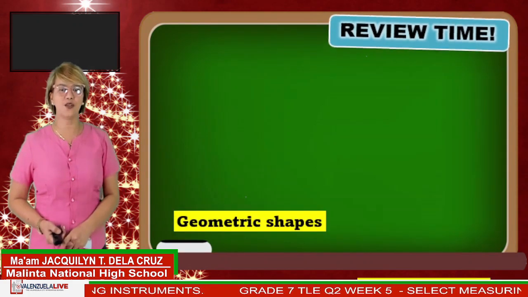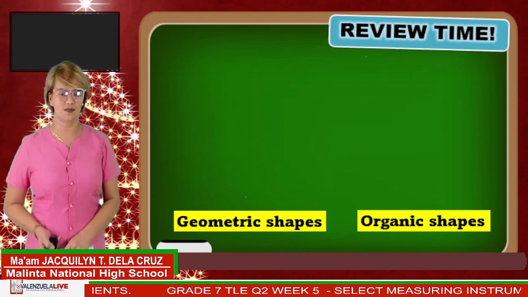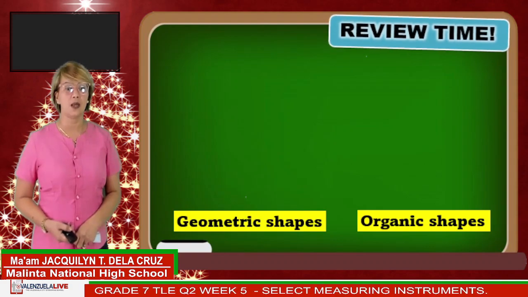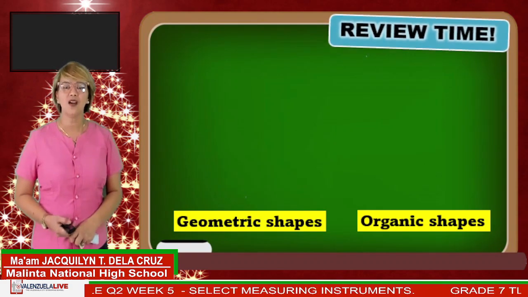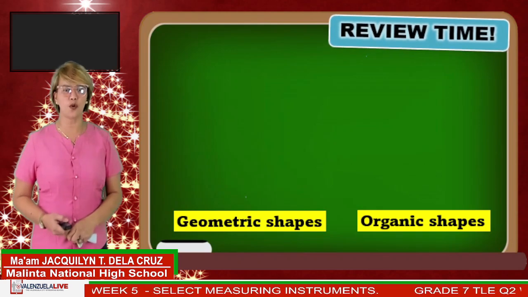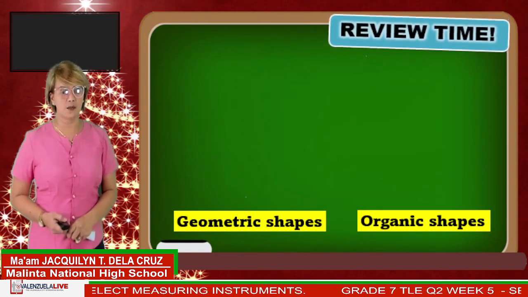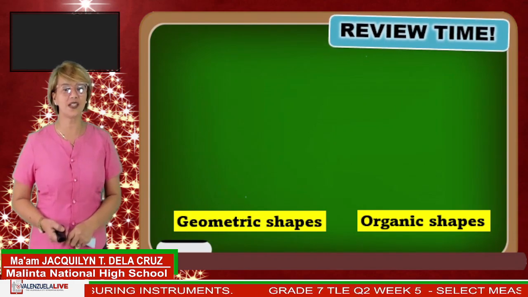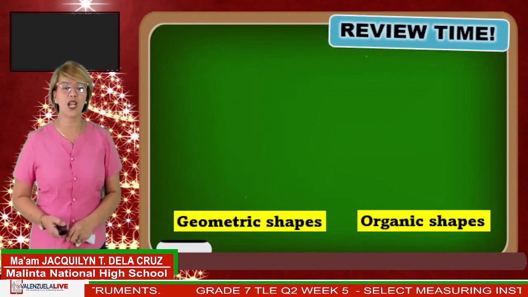Geometric shapes and organic shapes. That is correct. Geometric shape is also known as regular shapes because they could be easily recognized, while organic shapes, also known as free-form shapes, seem to follow no rules. Now, let's start the grouping, my friends. Please comment below your answer.